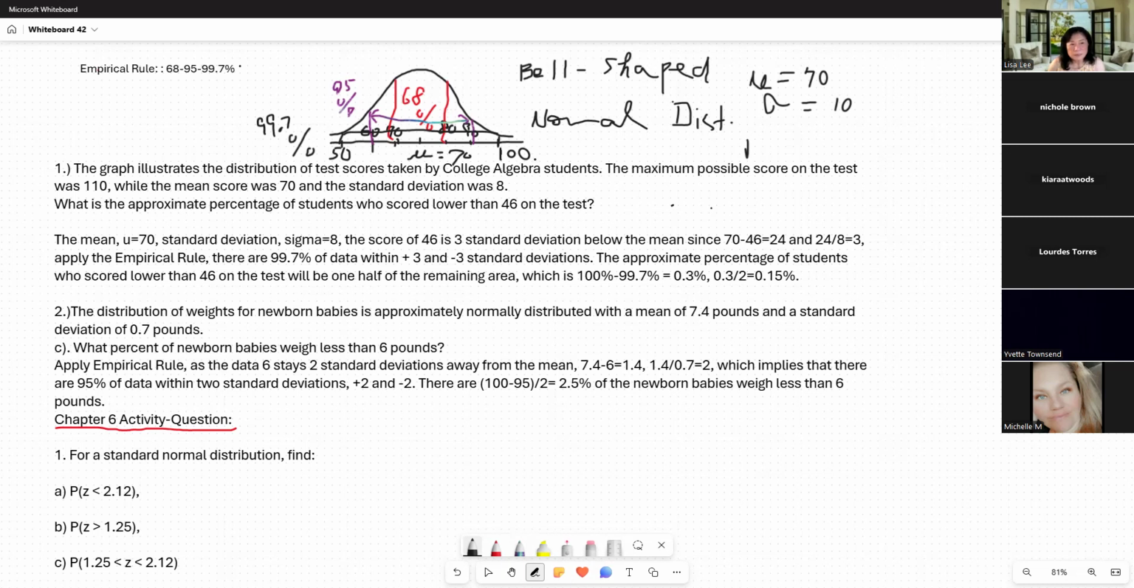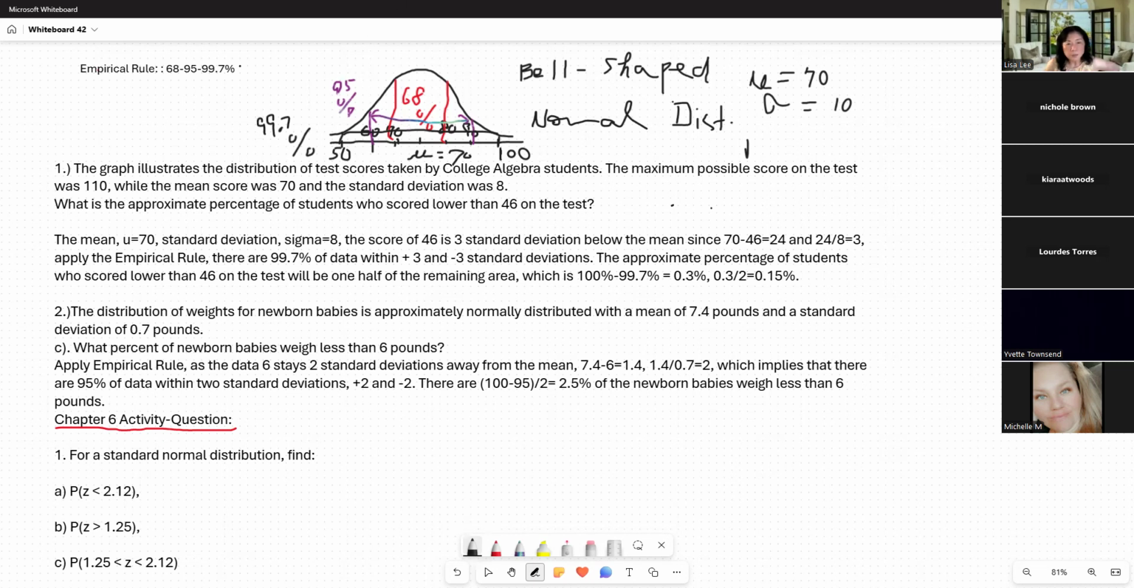That's why this question here is asking you what is the approximate percentage of the students who scored lower than 46 on the test. So according to this problem, it's based on the college algebra students, okay, college algebra. And the mean is 70, you just have to follow that. But of course, following the idea I explained to you here, you need to set up the mean score.